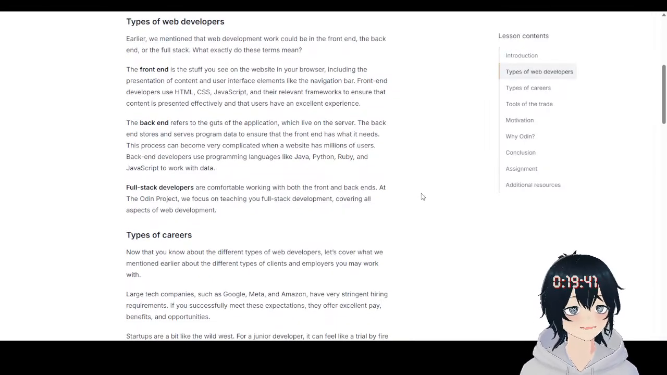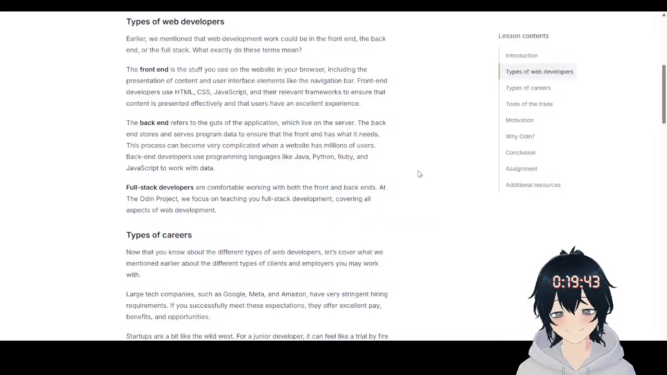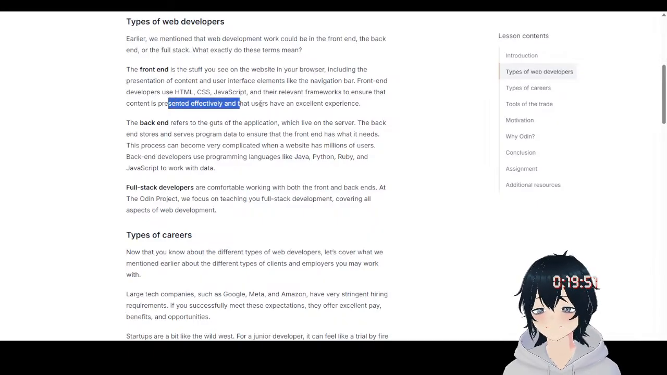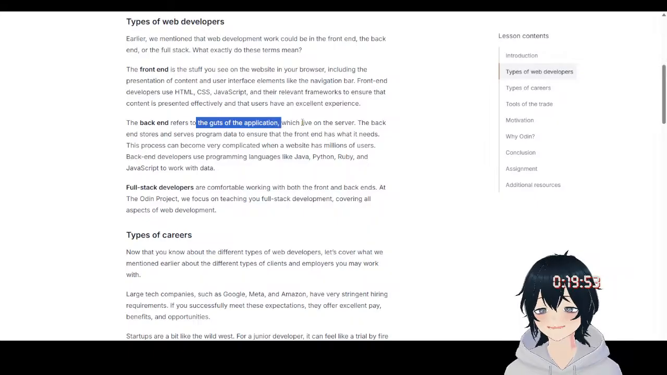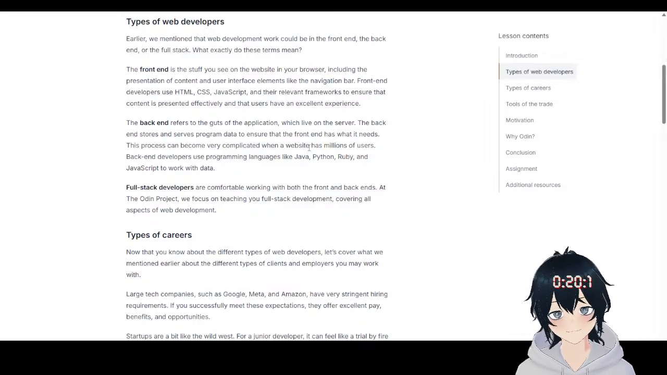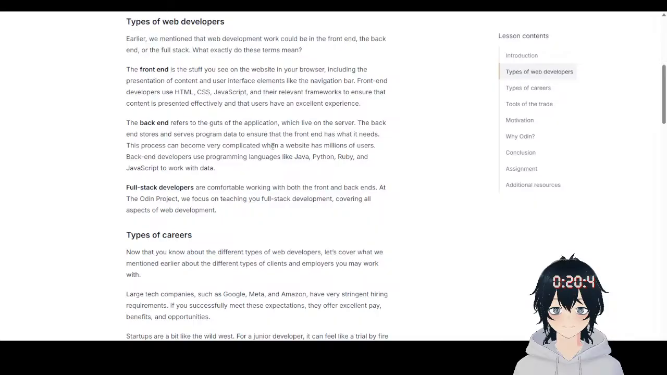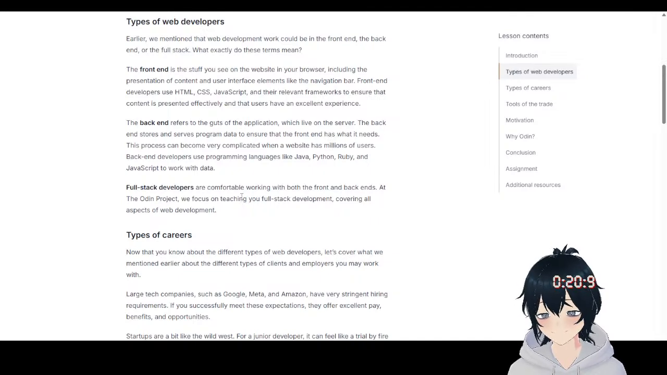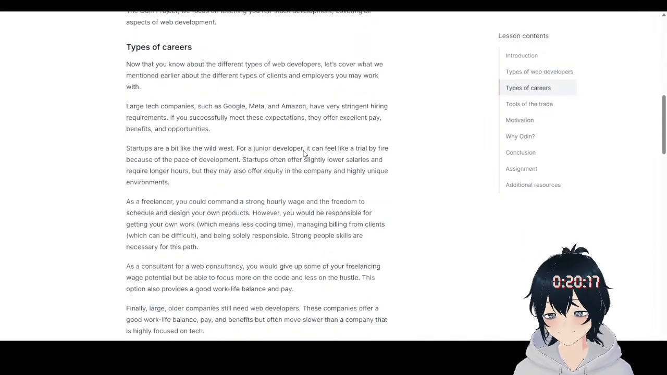Back end, front end, full stack. Front end is nav bar, HTML, CSS, JavaScript. Everything will ensure that front end is presented effectively. Back end refers to the parts of the application which live on the server. Stores data. The process can become complicated when the website has millions of users. Java, Python, Ruby, and JavaScript. Both front and back. We focus on teaching you full stack, covering all aspects.